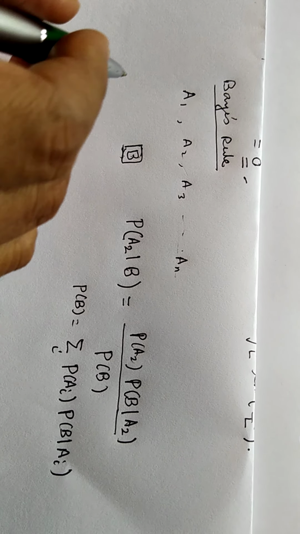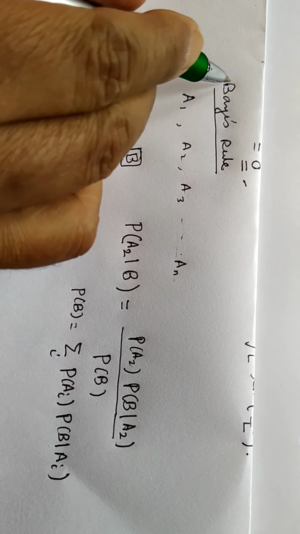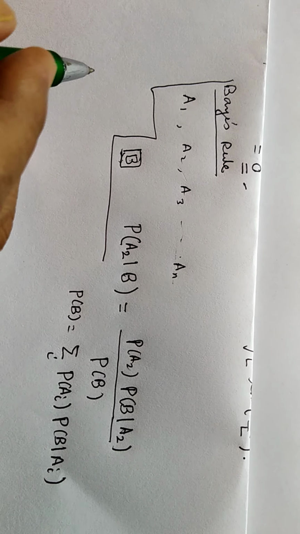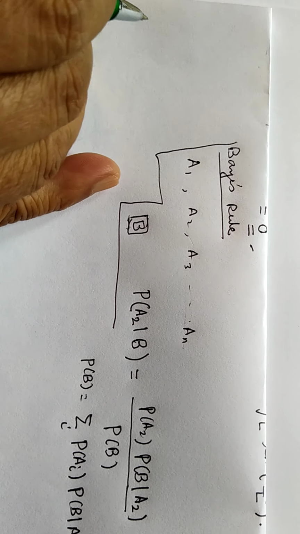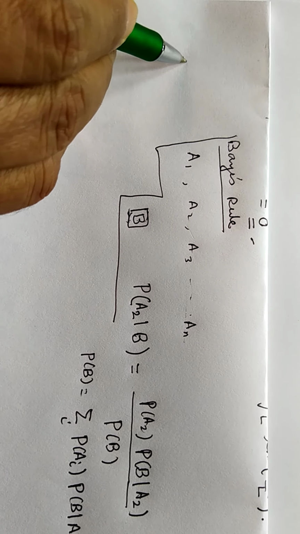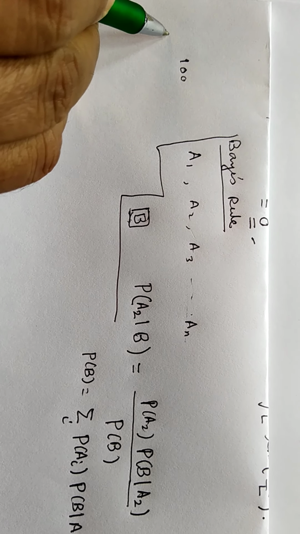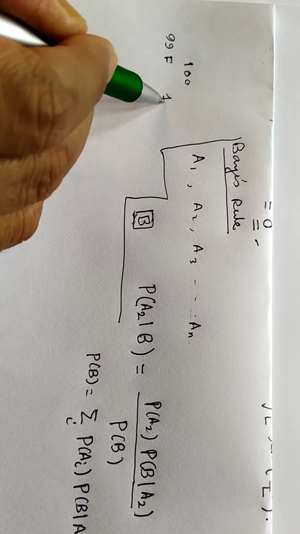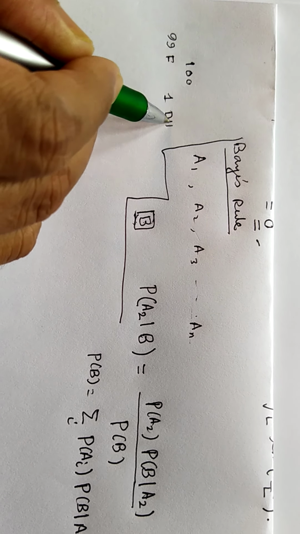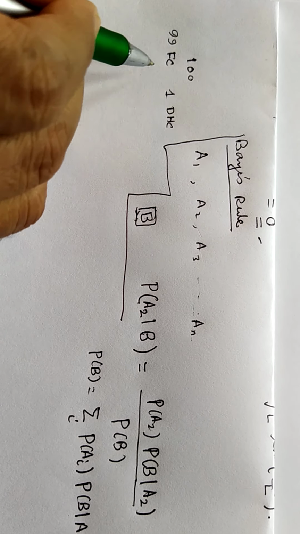And therefore, now let me discuss this problem. In this problem you have 100 coins. Now 99 fair coins and 1 double-headed coin, say fair coin and double-headed coin.